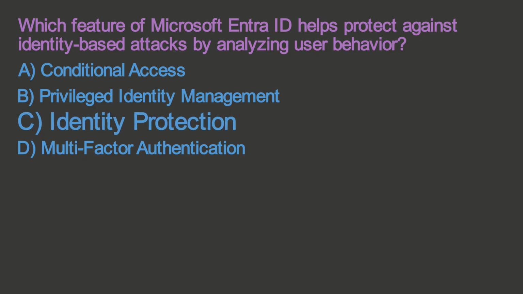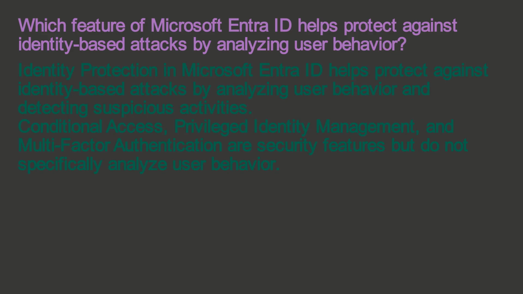The correct answer is C. Identity protection. Identity protection in Microsoft Entra ID helps protect against identity-based attacks by analyzing user behavior and detecting suspicious activities. Conditional access, privileged identity management, and multi-factor authentication are security features but do not specifically analyze user behavior.